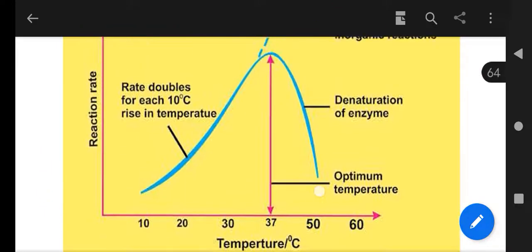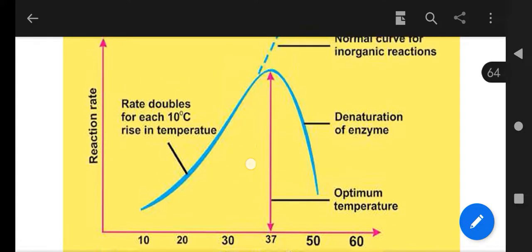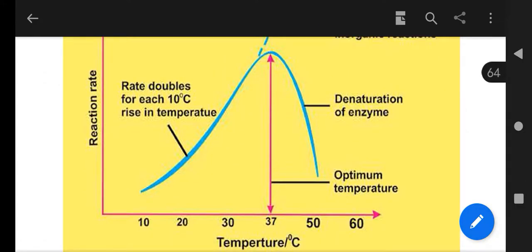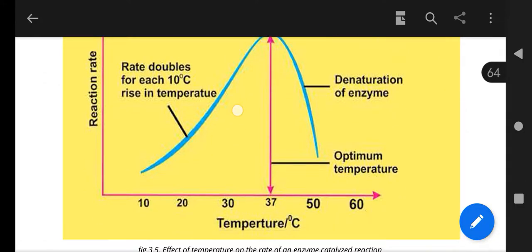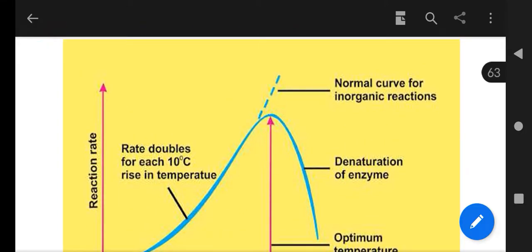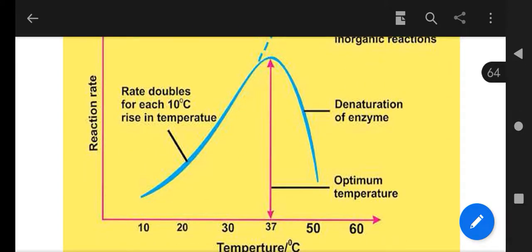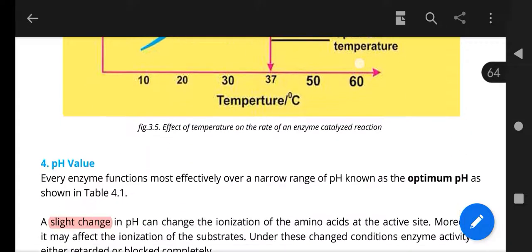You can see here that if you increase the temperature by 10 degrees Celsius, the rate of reaction will double, and after a certain limit the reaction will stop and the enzyme will be denatured after a certain temperature.